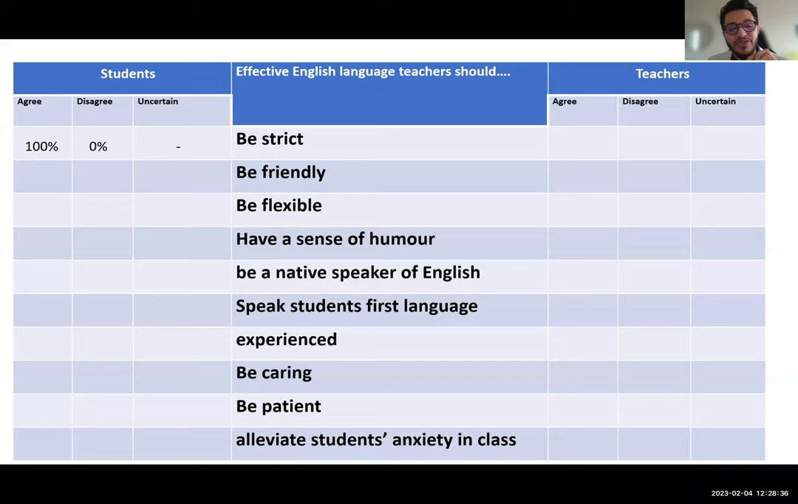I was surprised, like many of you, because no one in the chat put 100%. I always thought, hang on a second, some students don't like the teacher to be strict. So some people are very surprised. I was surprised as well, because I always thought that students didn't like a strict teacher, but it was interesting. Okay, let's see the teachers. What about the teachers? How do you think the teachers responded to this?